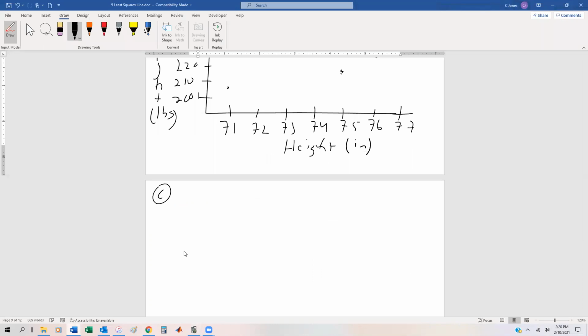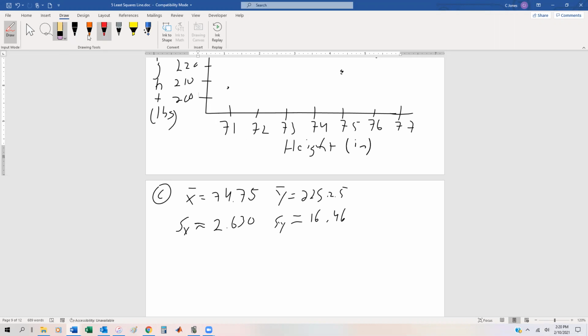All right, so we're going to go back and I'm just going to copy these down. For part C, we have X bar, which is 74.75, and we have SX, which is approximately 2.630. And we have Y bar, which is 225.25. And then we have SY, which is approximately 1646. And then the very last thing that we have to do is get R.